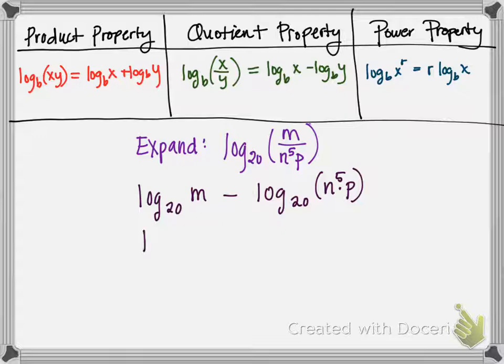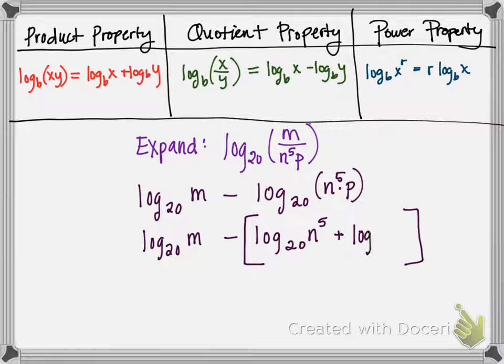So the first log is going to stay the same, but the second one becomes log base 20 of n to the 5th, and there's a minus sign in front of this log. When you have a minus sign in front of the log, you're actually going to be subtracting both of these. So log base 20 of n to the 5th plus log base 20 of p. And again, I used a plus sign here because the rule says you add them together.